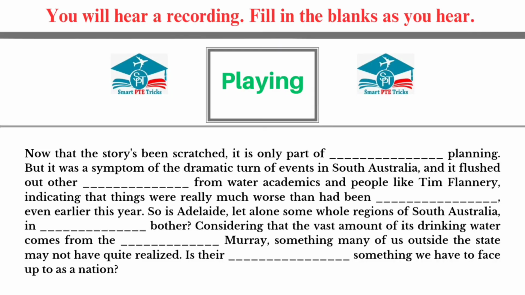Now that the story's been scratched, it is only part of contingency planning. But it was a symptom of the dramatic turn of events in South Australia, and it flushed out other remarks from water academics and people like Tim Flannery, indicating that things were really much worse than had been foreshadowed, even earlier this year. So is Adelaide, let alone some whole regions of South Australia, in serious bother? Considering that the vast amount of its drinking water comes from the beleaguered Murray, something many of us outside the state may not have quite realized. Is their predicament something we have to face up to as a nation?